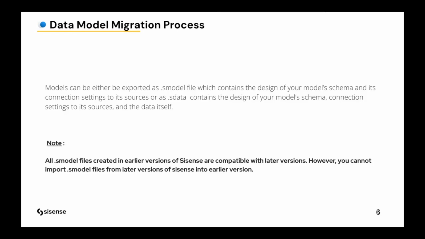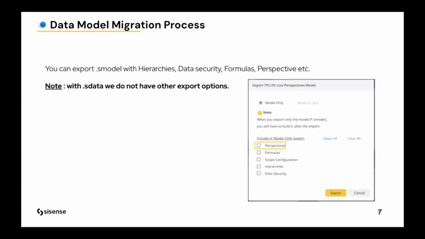Now let's understand the backward compatibility of the files. Exporting from lower version and importing it on a higher version works as expected. But exporting from a higher version of Sisense and importing it into a lower version of Sisense is not recommended. You can export .s model along with the hierarchies, data security, perspectives, formulas set on your model. With .s data file, we do not have all the other export options.